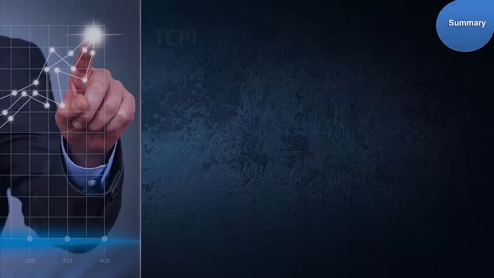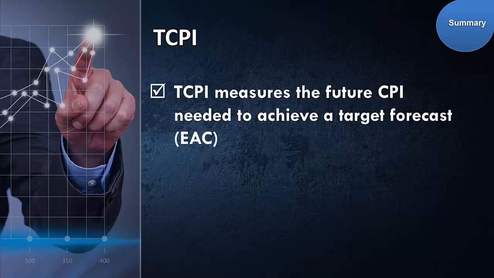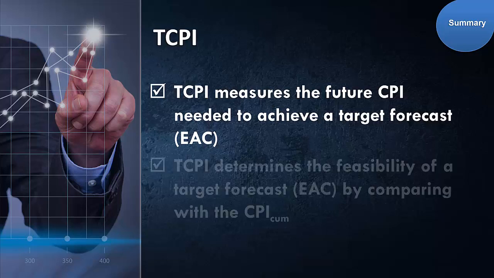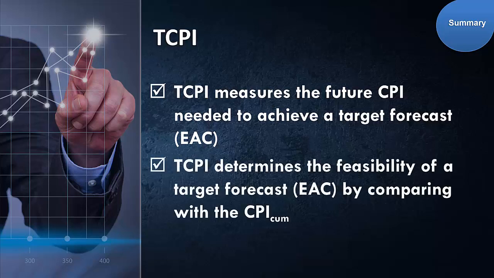So in summary, TCPI measures the future cost performance index that's needed to achieve a target forecast for your project. It's basically the predicted CPI for the remainder of the project. TCPI also determines the feasibility of a target forecast or EAC by comparing it with the CPI.